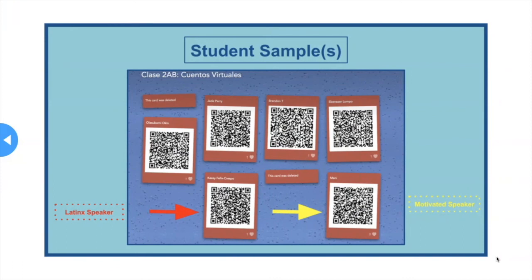So if you scan the QR code, it'll actually open up a document and you will see the visual storyboard cartoon imagery that they put together. And you'll also be able to hear them tell the story to you. So in the red, that is a Latinx speaker, a heritage speaker. And then on the right in yellow, you will see that's what I call a motivated speaker. So someone who does not come from a home or family or a way in which they grew up speaking the target language, but they are extremely motivated and passionate about learning the language, and they speak very well, in my opinion. So you can scan it, and I hope that you enjoy.